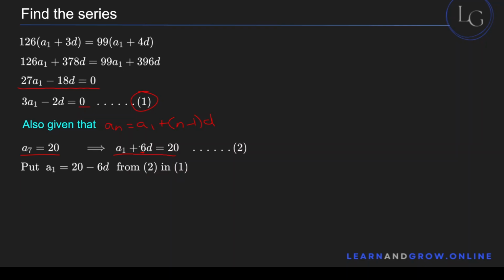And when you basically take 6d to the right hand side, that becomes 20 minus 6d. So a1 is equal to 20 minus 6d. And then you'll plug that into equation 1, which is this equation. You replace a1 with 20 minus 6d. When you do that, you get this equation. And when you solve it, you find the value of d as 3.